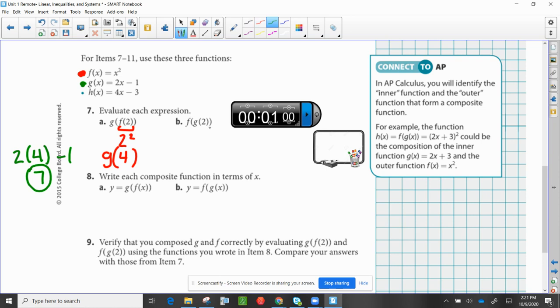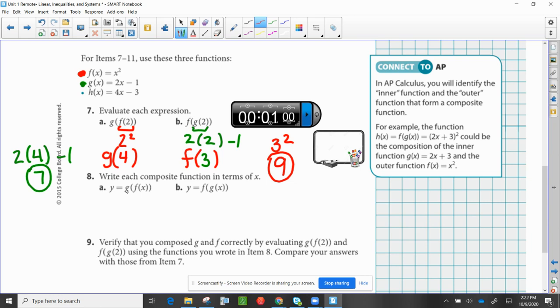Let's do one more. It's f of g of 2. We find the inner function first, so let's plug in 2 for g. We're going to find 2 times 2 minus 1. That's g of 2. 2 times 2 is 4, and 4 minus 1 is 3. Now that we found g of 2 to be 3, I'm going to find f of 3. We evaluated the inner function first so we can substitute it in for the f. f of x was x squared, so if I plug that in, 3 squared gives me my final answer of 9.